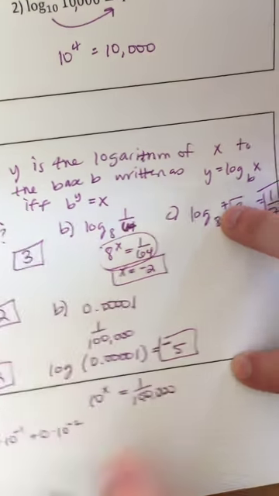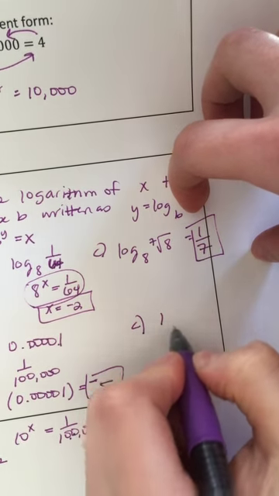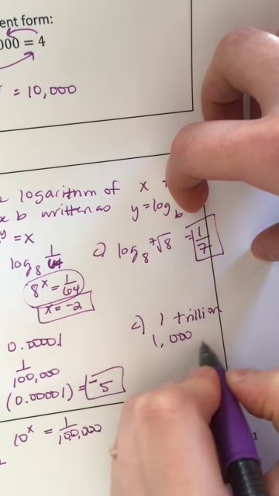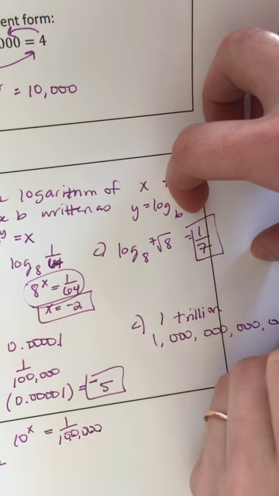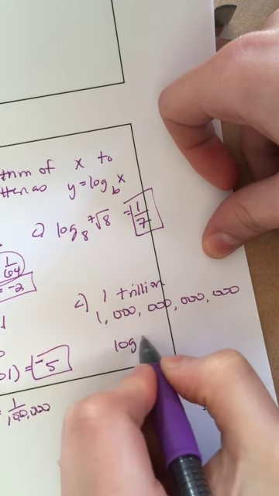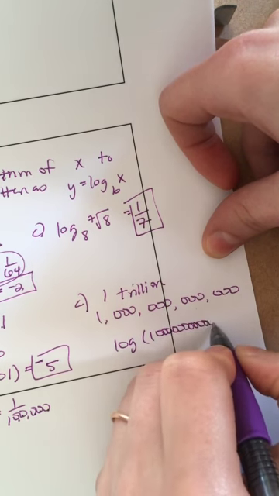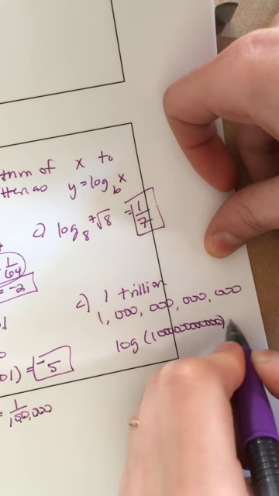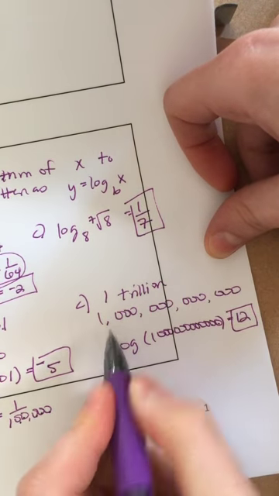Should box the answers. All right, and then part C is 1 trillion. So 1 trillion, that's million, that's billion, that's trillion. Okay, so I'm going to have log base 10 of 1, 2, 3, 1, 2, 3, 1, 2, 3, 1, 2, 3. And so how many zeros did I add to it? 12. So I'm going to have to the 12th power. Because 10 to the 12th gets you 1 with 12 zeros.